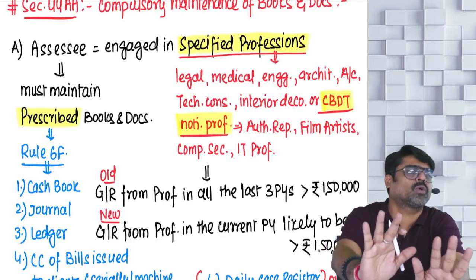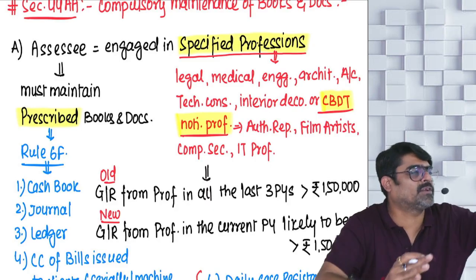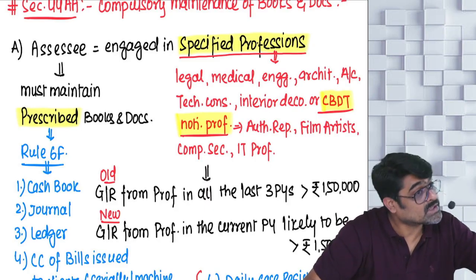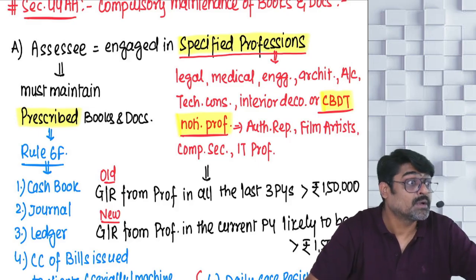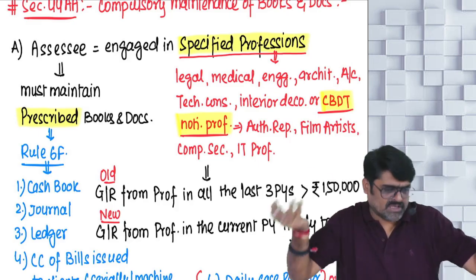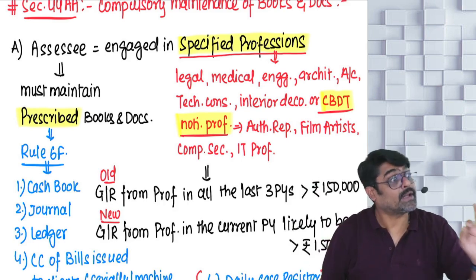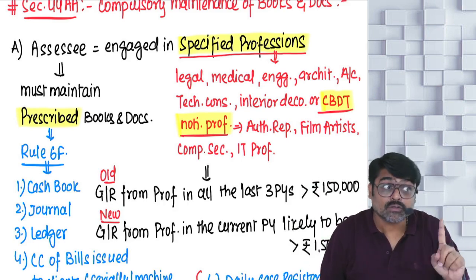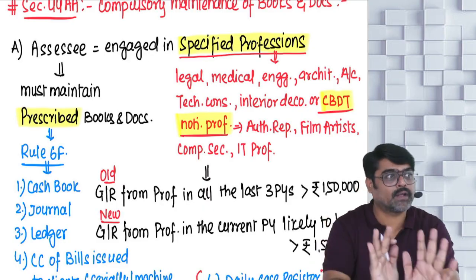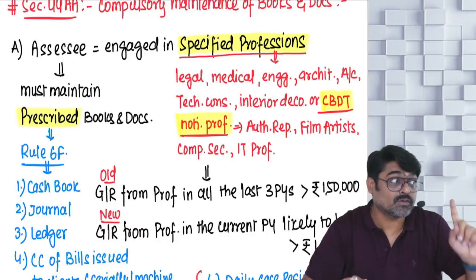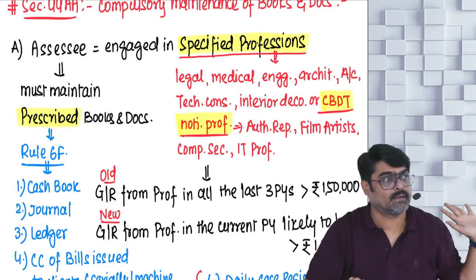So the government says, no problem, don't maintain the prescribed books, okay? But you are also compulsorily required to maintain the books and documents, but not prescribed. Then which book should I maintain? Maintain such books and documents as would enable your assessing officer to calculate your total income. But books and documents you will have to compulsorily maintain.